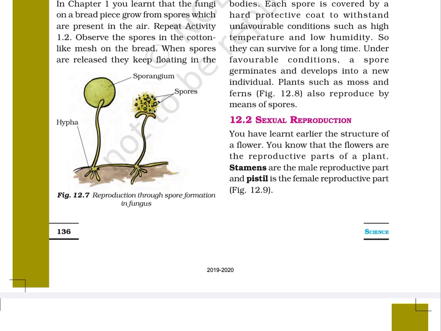12.2. Sexual reproduction. You have learnt earlier the structure of a flower. You know that the flowers are the reproductive parts of a plant. Stamens are the male reproductive part and pistil is the female reproductive part. You can observe this in figure 12.9.